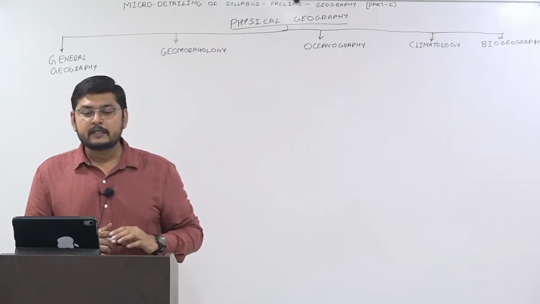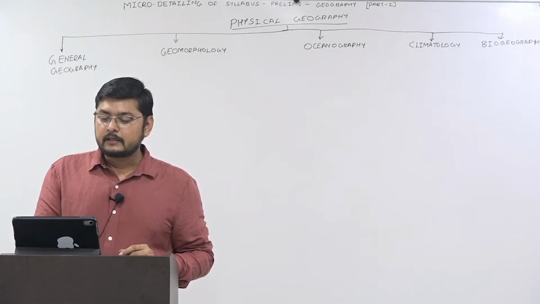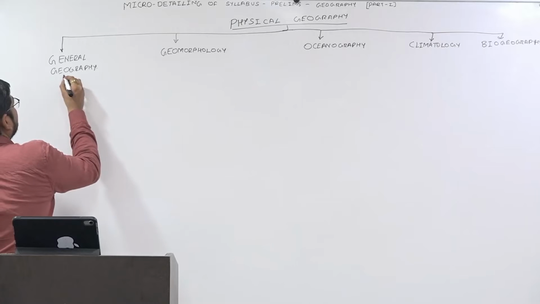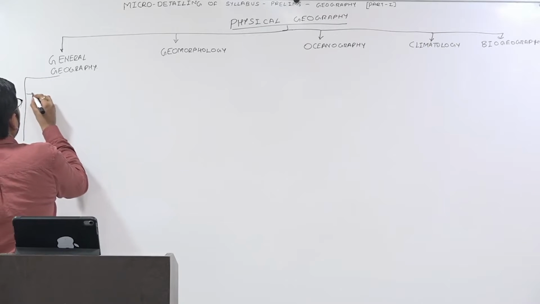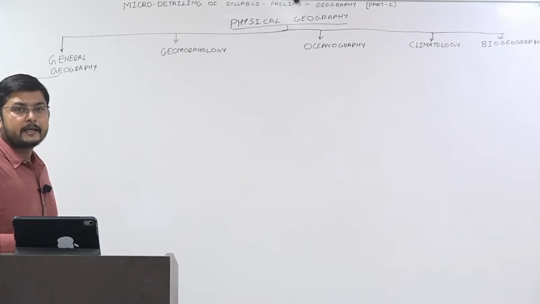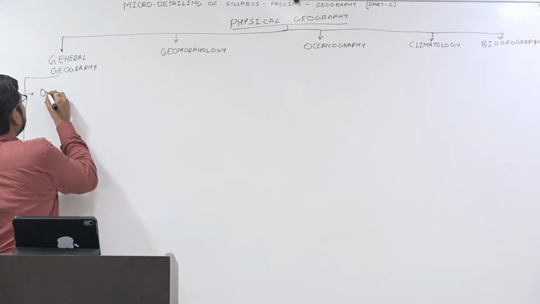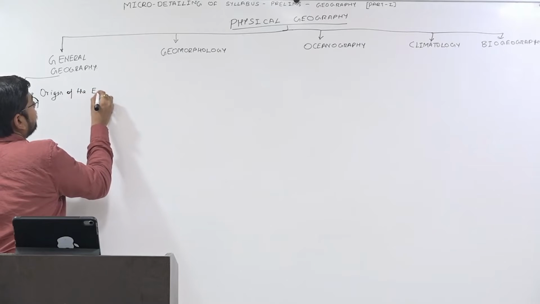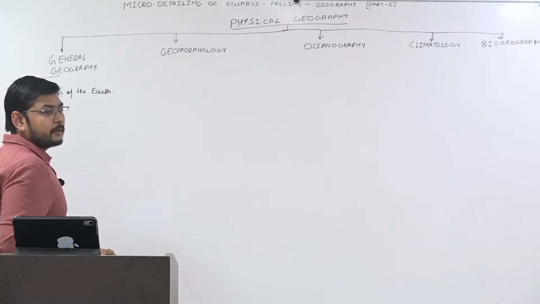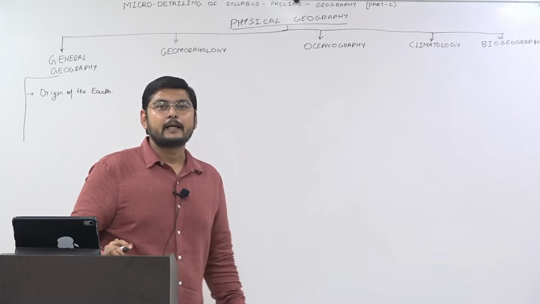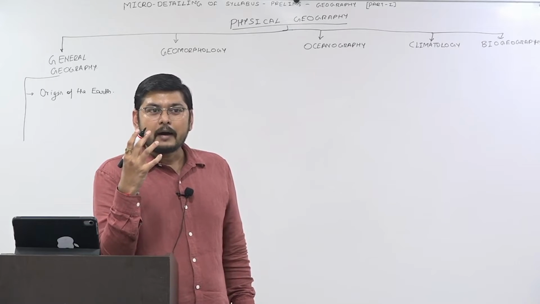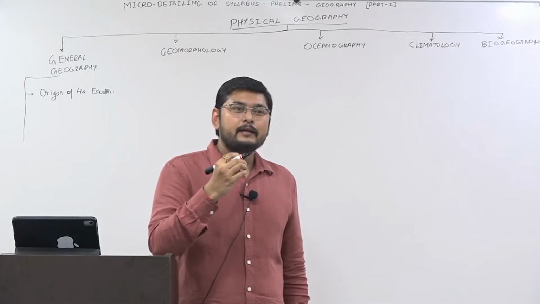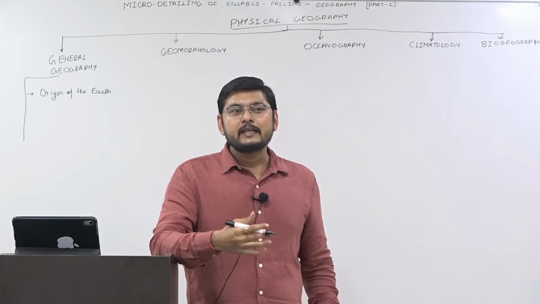So starting first with the general geography. In general geography, first we'll be starting with the origin of the earth. So in the origin of the earth, we'll be seeing how the earth has formed, how the universe has formed. Okay, previously it was seen that there were various theories.